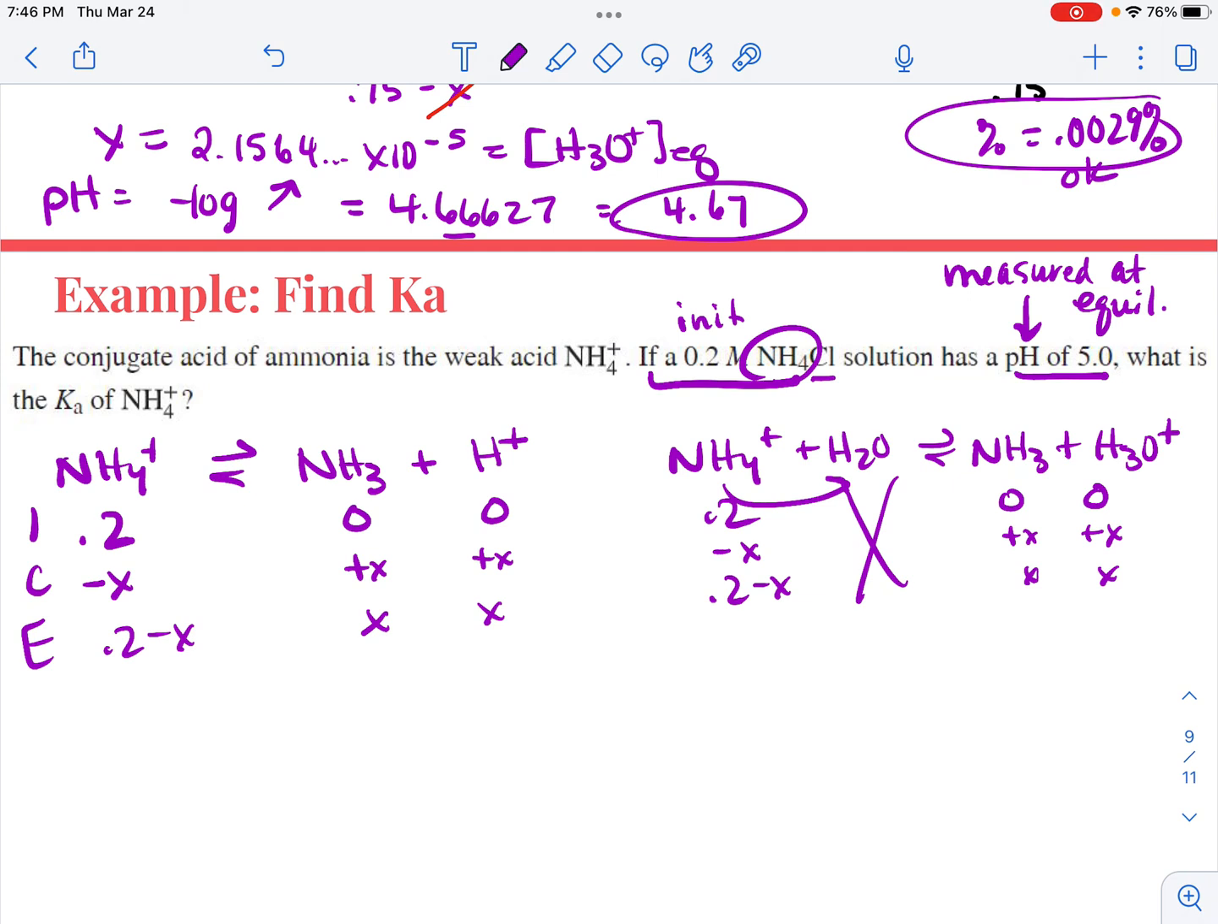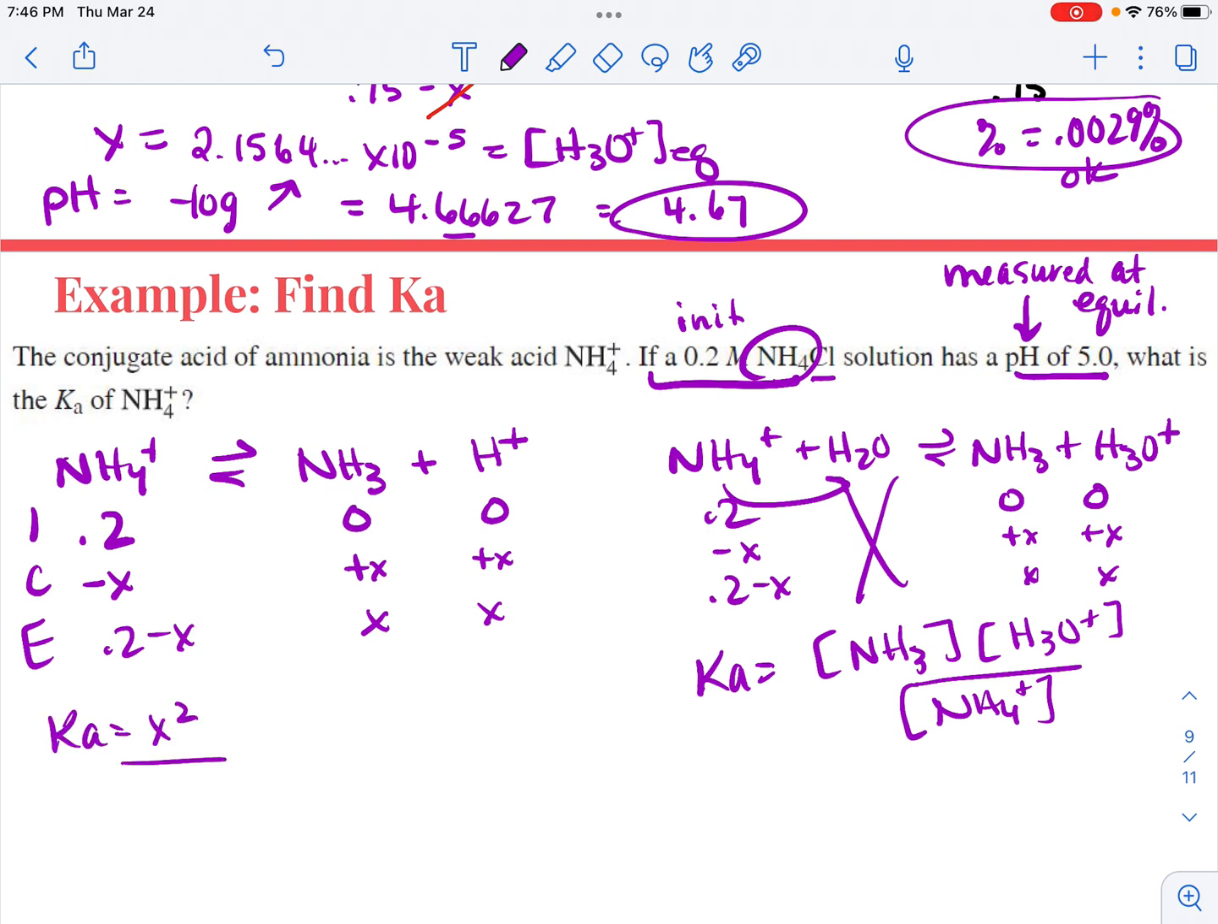And now I need to figure out what X is so that I can solve for Ka. So I'm going to say Ka equals the ammonia times the hydronium over the ammonium concentration. And this would then equal Ka will equal x squared over 0.2 minus x. And this time I'm not going to cross off the x because I need to solve for x.